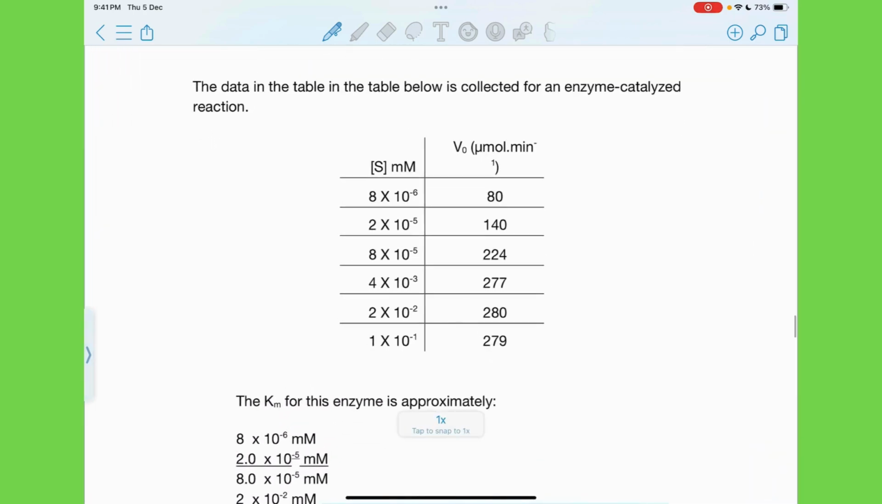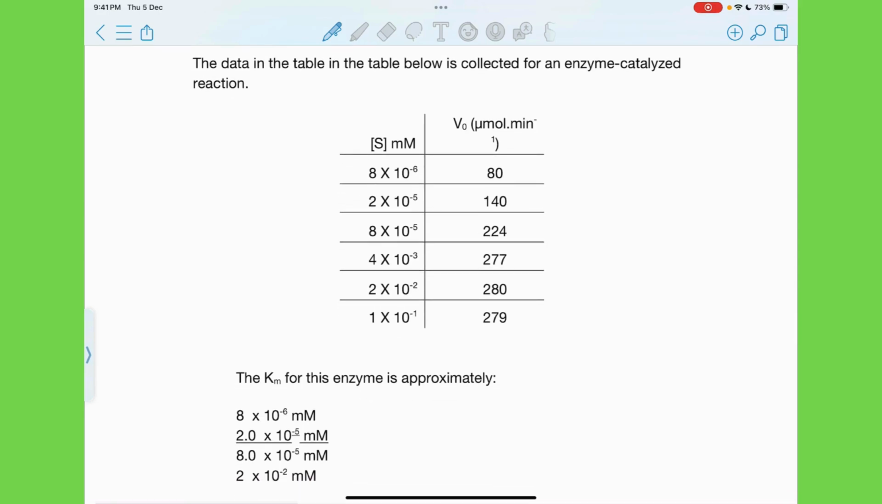The next question says the data in the table below is collected for an enzyme catalyzed reaction. This is the data. The Km for this enzyme is approximately. This is a very easy question. It looks lengthy, but it's very easy. It's simply, we know that V naught is equal to Vmax upon 2. So we'll find the value of Vmax. And we know that wherever the V naught is achieved, that is the half of the Vmax.